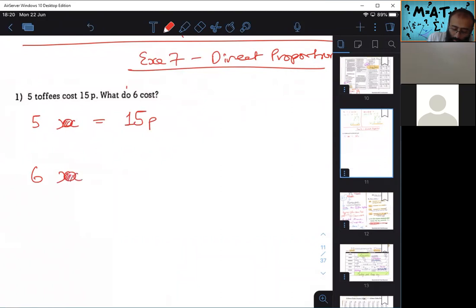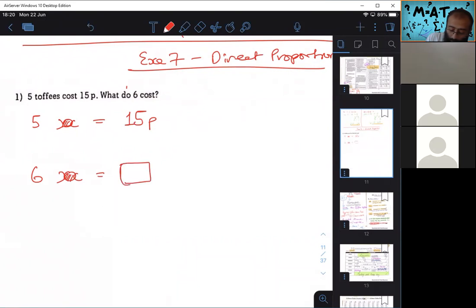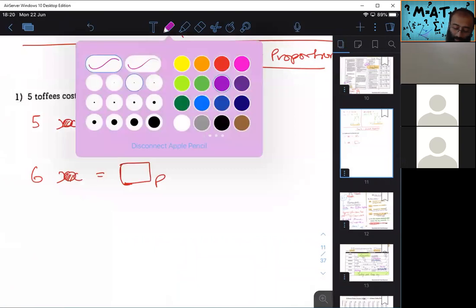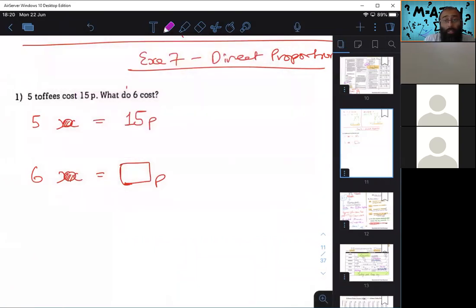I don't want the answer straight away, Mahir. You might know the answer. I want to know, how do we get from 5 to 6? What is the, as they say in our language, what is the tariqah? What is the method? So I want to get from 5 sweets to 6 sweets. How do we do that?